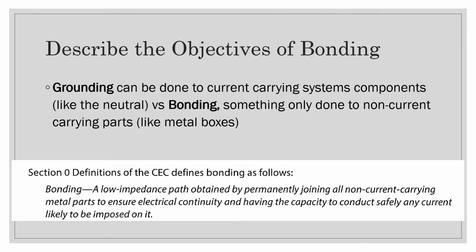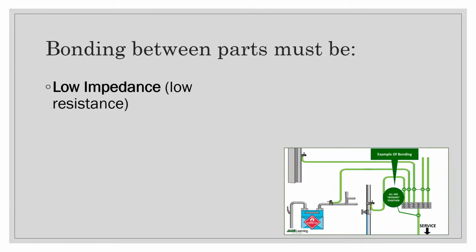So it's really important that our connections are strong amongst non-current carrying metallic parts, and that they're going to be sufficient enough to be able to hold any sort of fault current that may occur. So through that definition, we know that bonding must be of low impedance or low resistance. It must be permanent, meaning all the connections are good, that they're not just going to come apart.